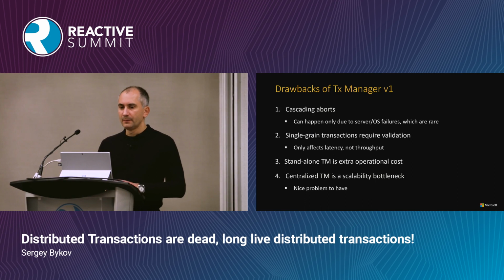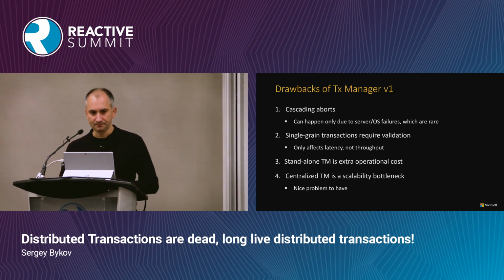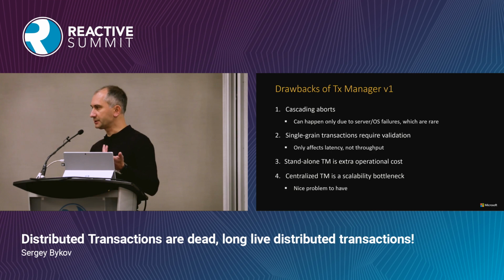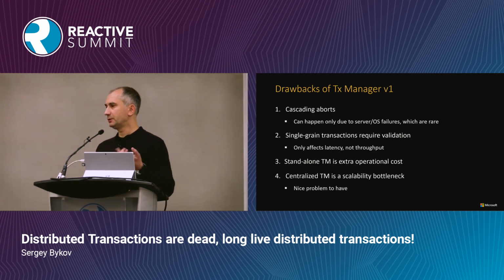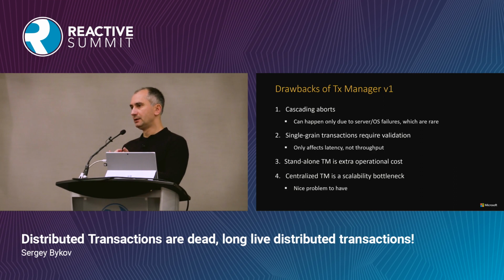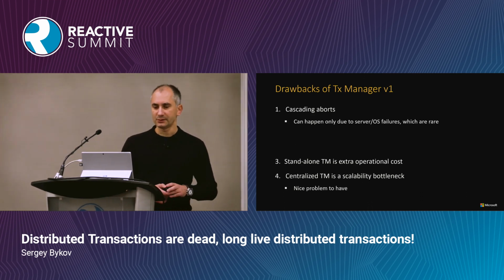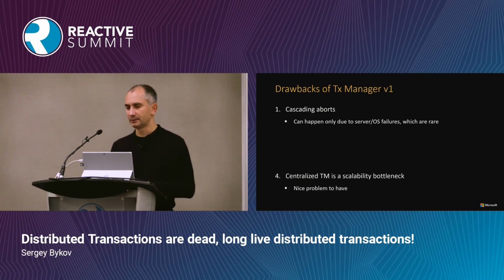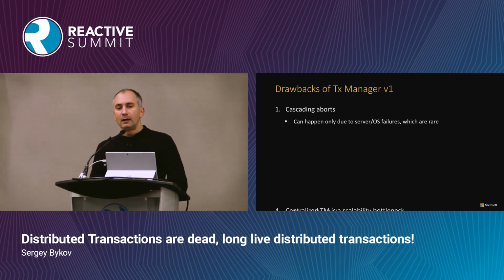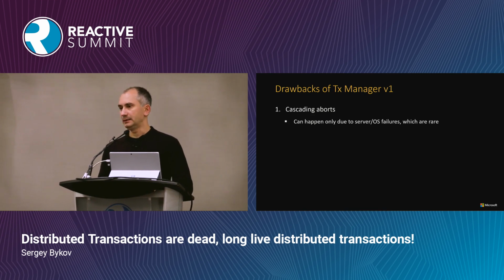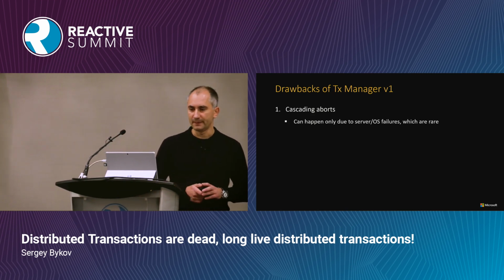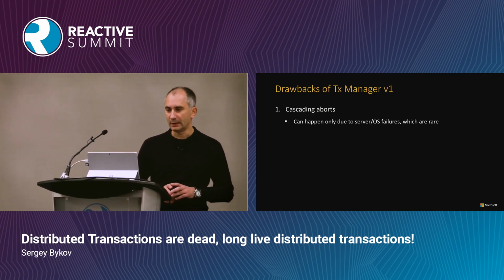If you look at the drawbacks of the original design that I mentioned, for single grain transactions, the read operations don't need to do any round trip anymore because they arrive at the transaction manager, which is the grain itself, and that problem is solved. There is no extra round trip. Obviously, there is no standalone TM anymore, and the bottleneck is gone. Cascading aborts are still possible. That didn't change, but as I mentioned, they should only happen when you have a physical failure of the server or hardware.